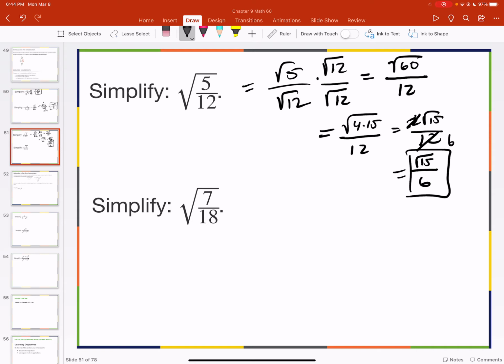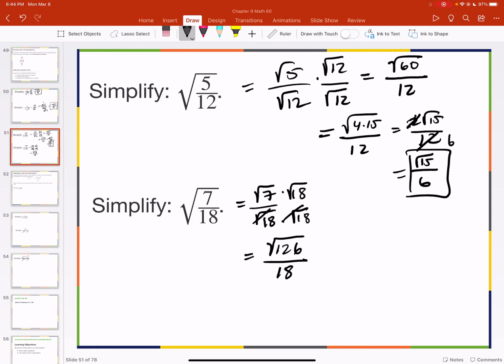Okay, so now we have square root of 7 over 18. We can write that in this form. Multiply top and bottom by root 18. And then that becomes, on the top, 7 times 18, is 126. So that's 126 on the top here. And then on the bottom, square root of 18 times square root of 18 is just 18.